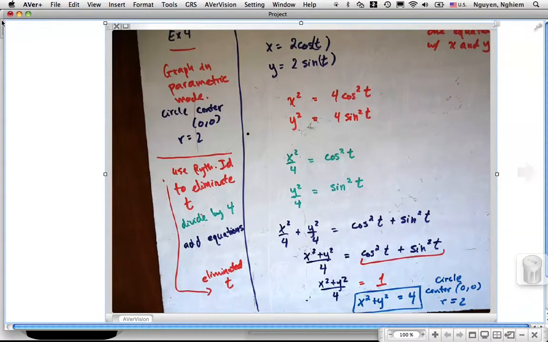I'm going to continue on here, though, and post one more video where we actually go backwards, where we're given an equation of a circle and we work backwards towards the parametric equation.